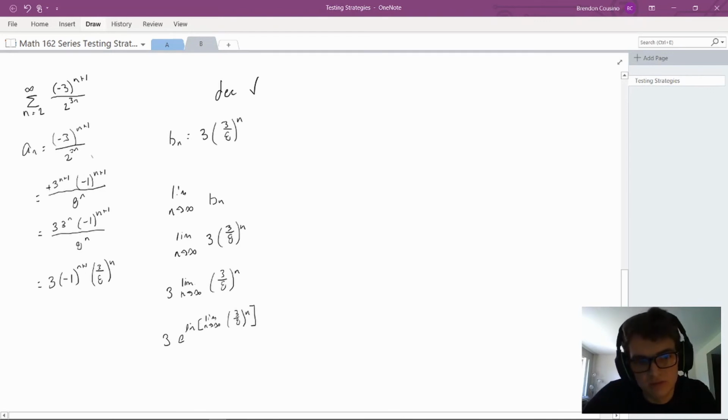Okay, and so then we can move the natural log inside of our limit. So it looks like we're going to end up with 3 times e to the limit as n approaches infinity of the ln of (3/8)^n. Okay, and then using our natural log rules, we can take the n and move it out front. So it's going to be 3 times e to the limit as n approaches infinity of n times the natural log of 3/8.